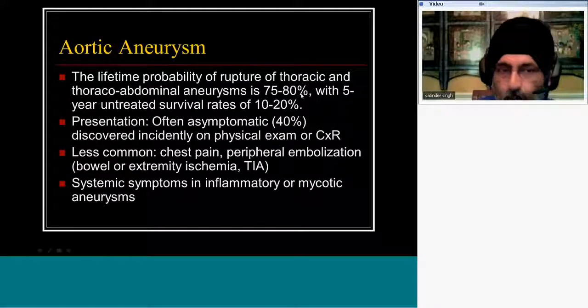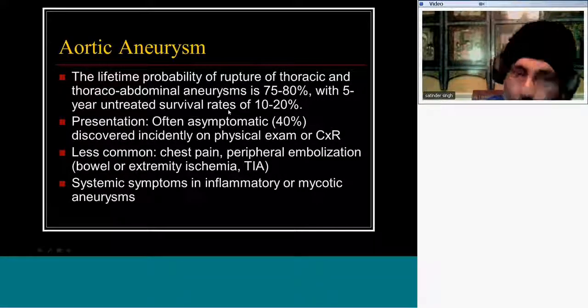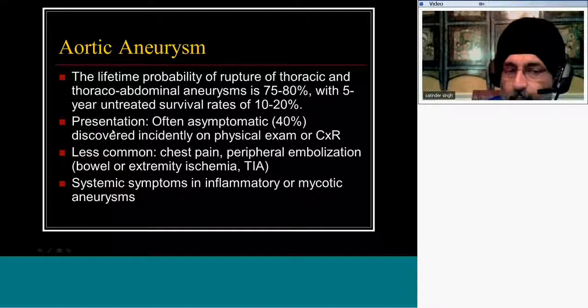The lifetime probability of a rupture of the thoracic or thoracoabdominal aneurysm is 75 to 80%, with 5-year survival of untreated patients only 10 to 20%, so it is very significant. Presentation of these aneurysms is more commonly asymptomatic, discovered incidentally by ultrasound for abdominal aortic aneurysm, or with CT done for some other reason, where the descending or ascending aortic aneurysm is detected.